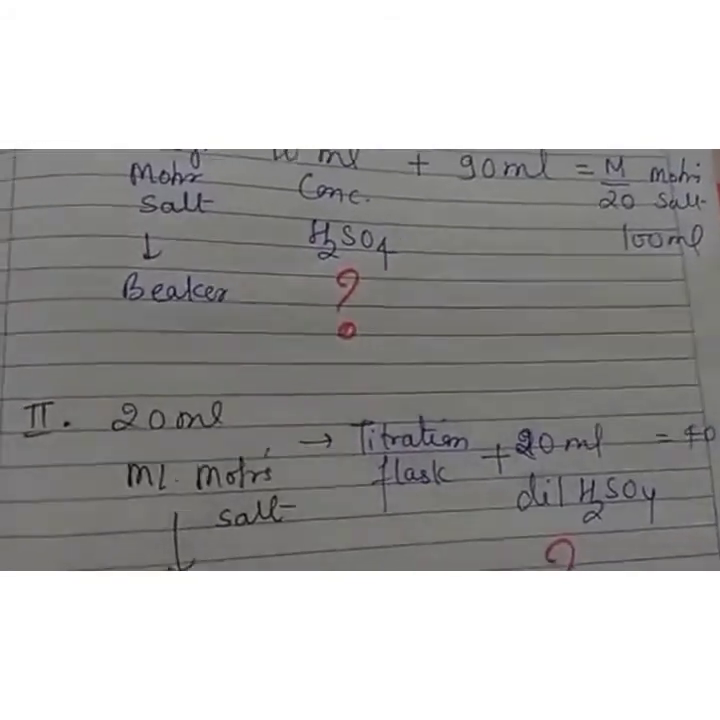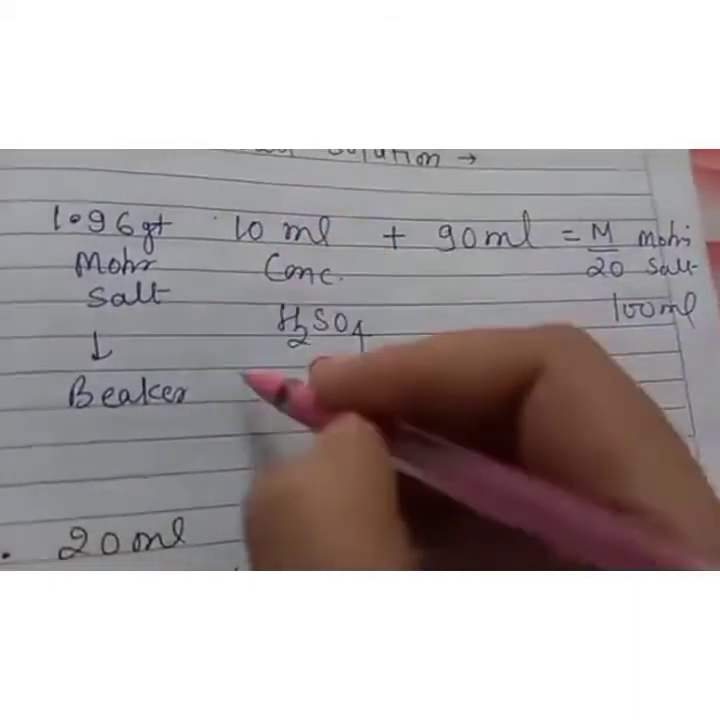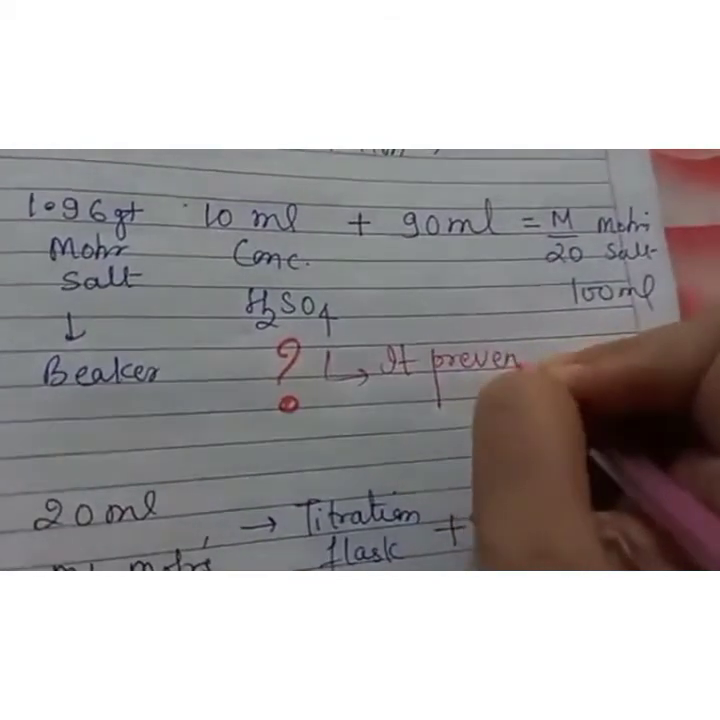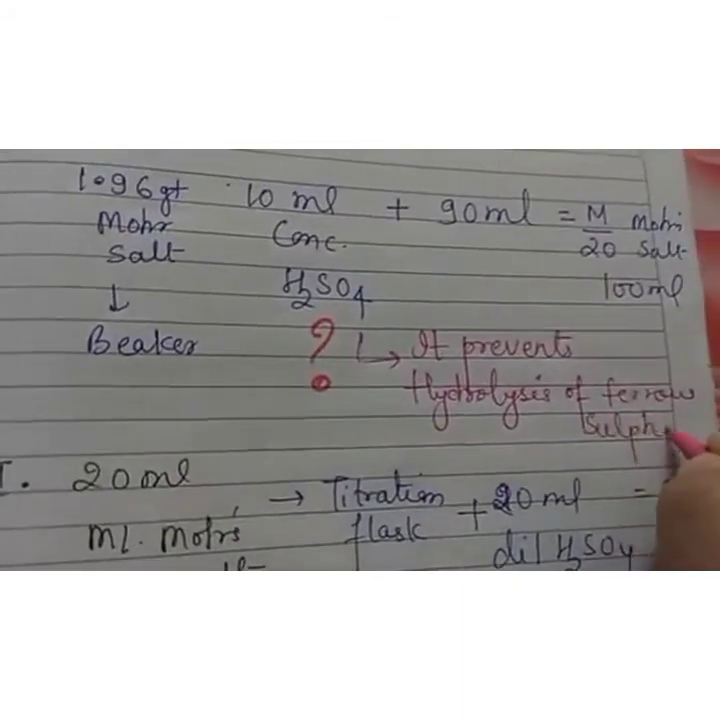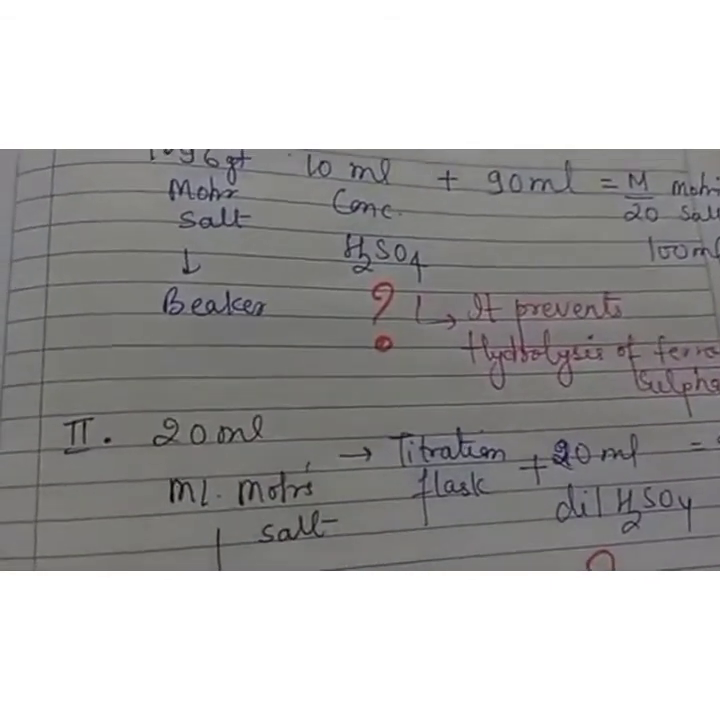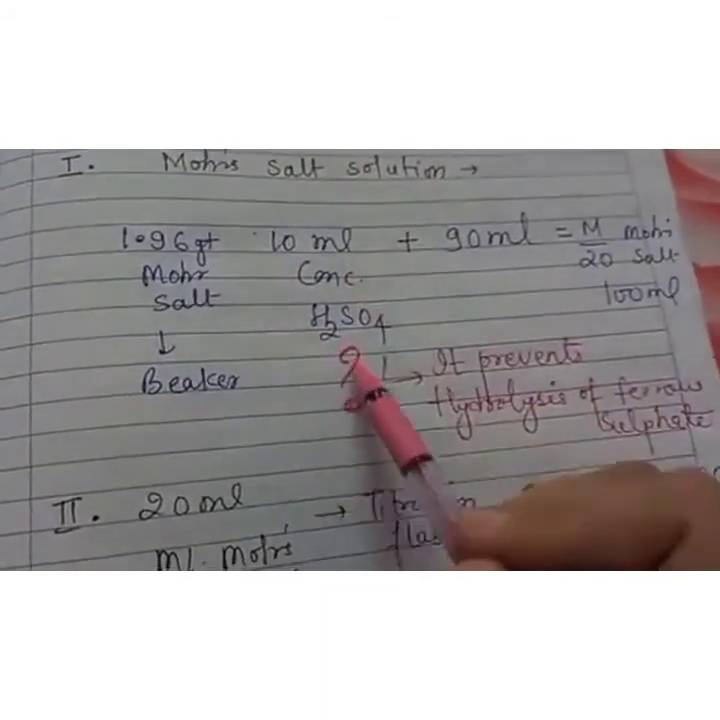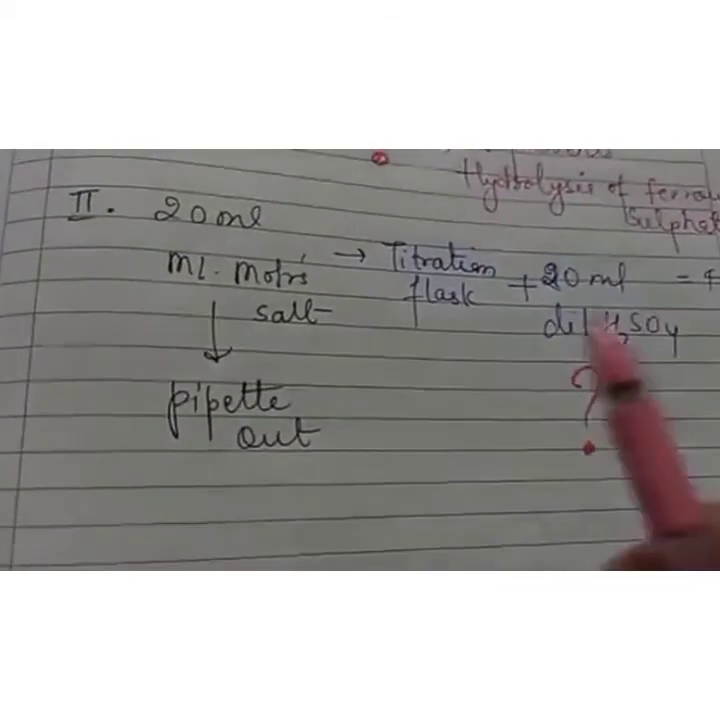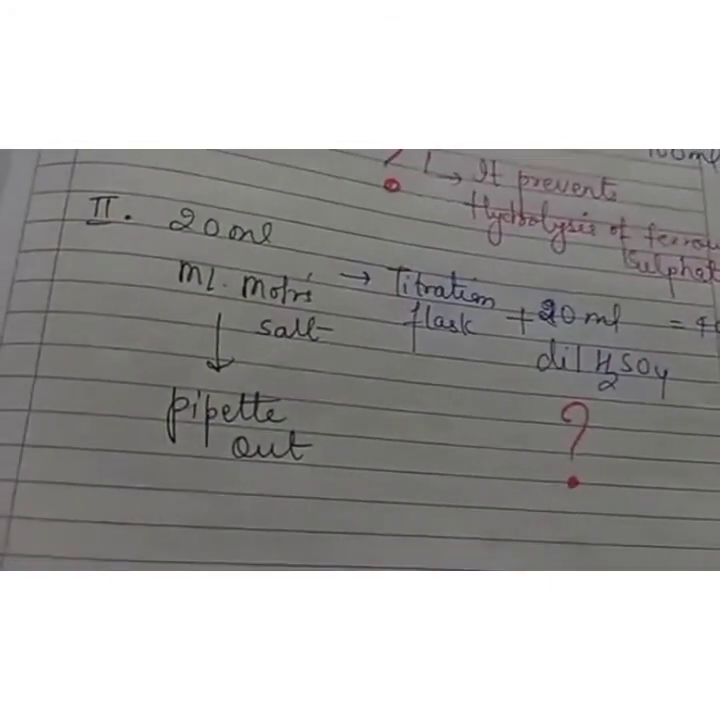While preparing the Mohr's salt solution, we add concentrated H2SO4 to the Mohr's salt because it prevents the hydrolysis of ferrous sulfate. If you do not add this concentrated H2SO4, what will happen? Mohr's salt is a double salt, so it will come in contact with moisture and get precipitated. So to prevent the hydrolysis of ferrous sulfate, we add that concentrated H2SO4.